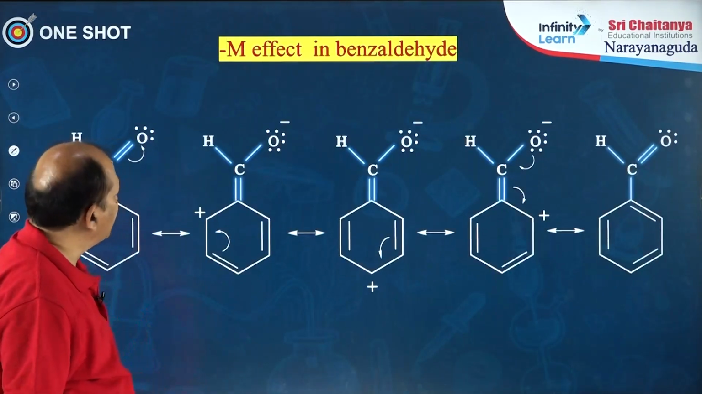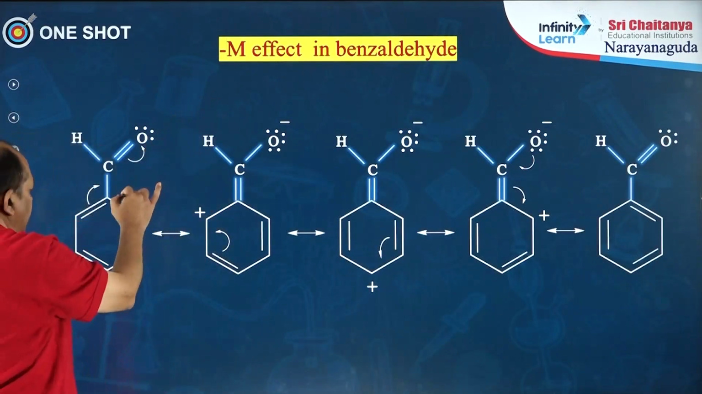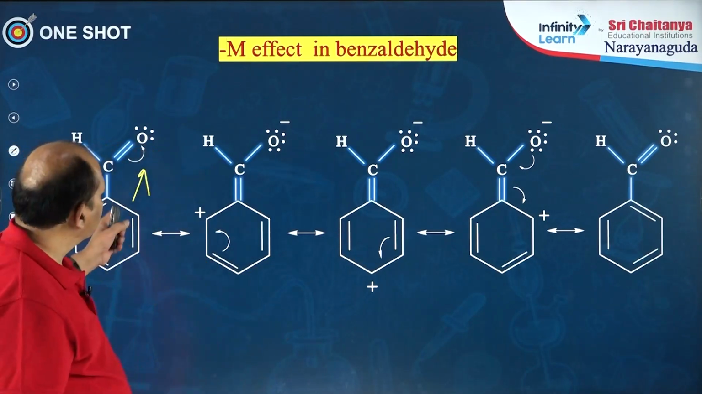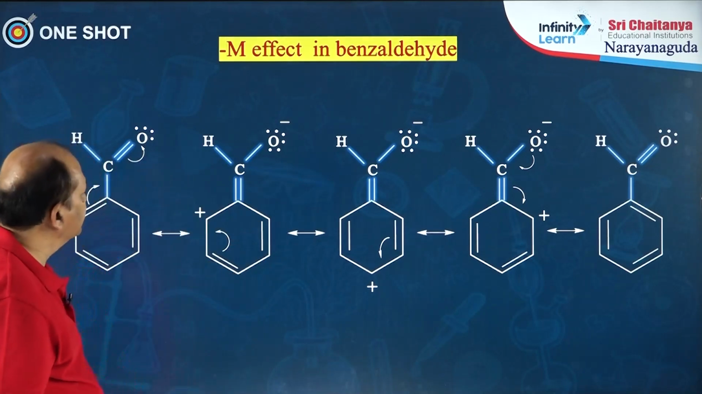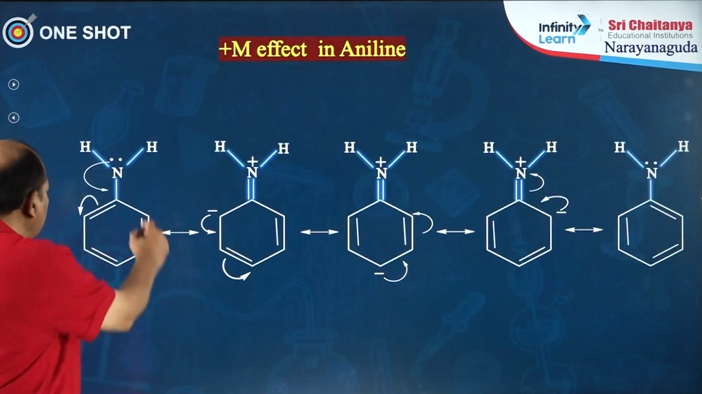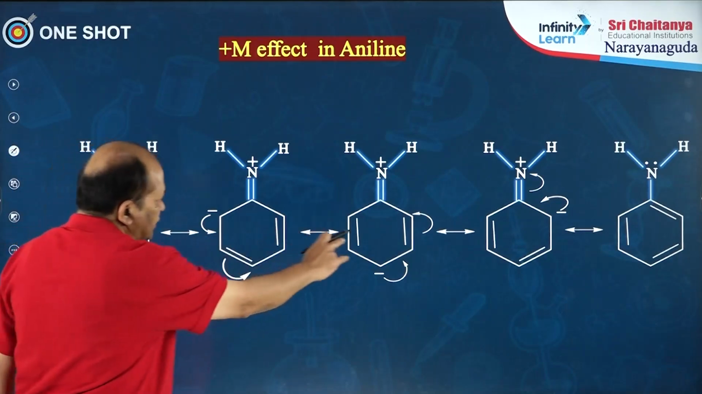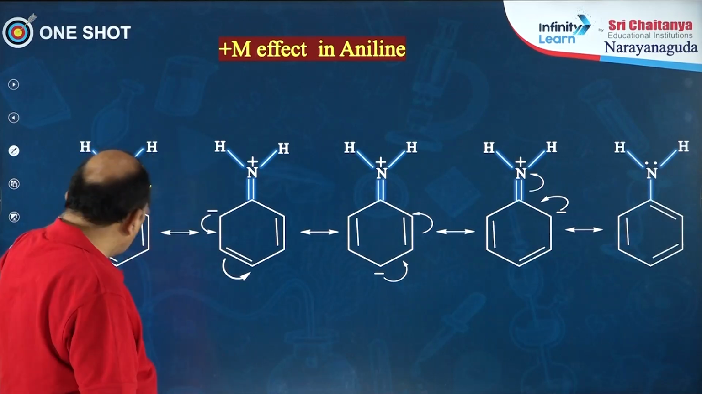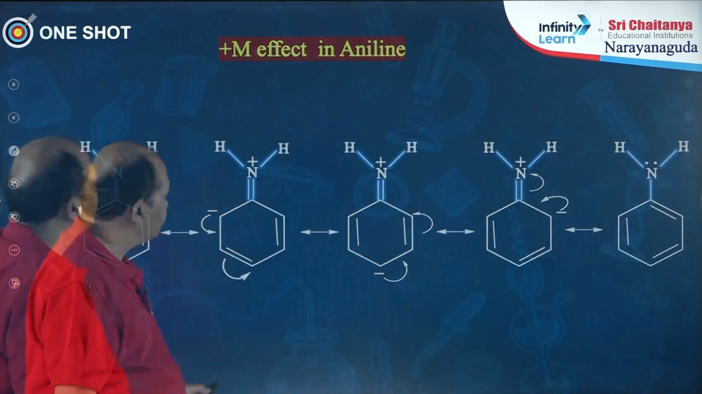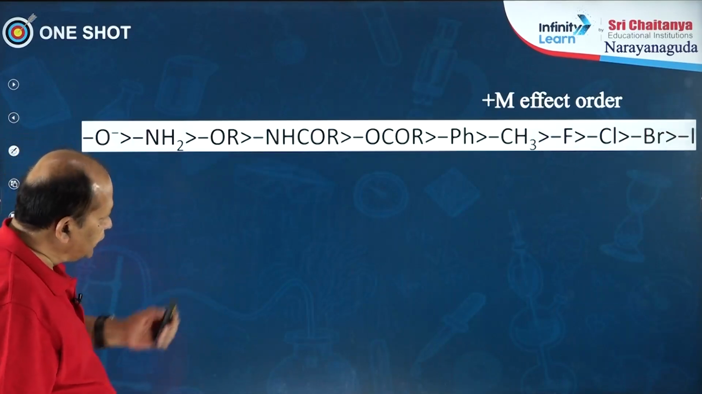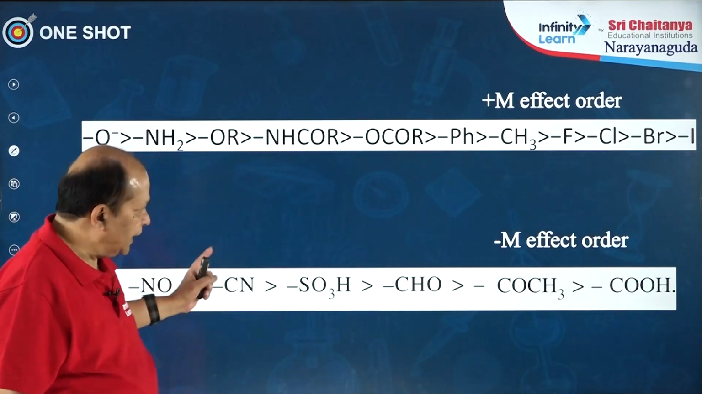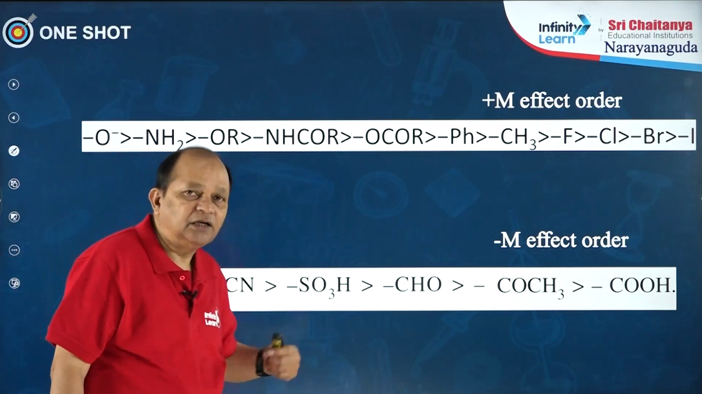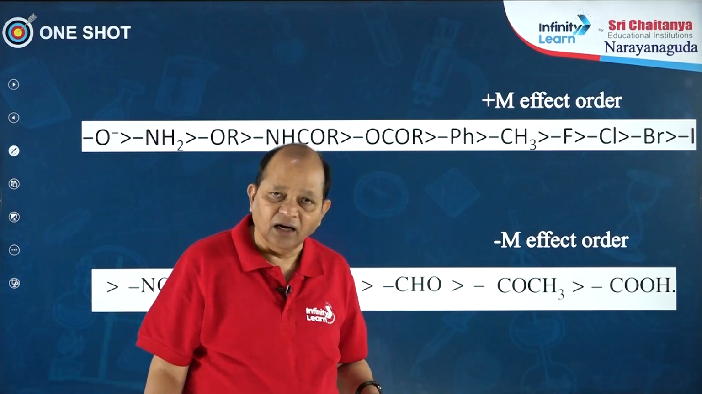Okay. You can also observe in aromatic systems, minus M effect in benzaldehyde, electrons are withdrawn, these are the resonant structures for the minus M effect in benzaldehyde, and we can also see the plus M effect in allene, electrons are given. So, these are the various resonance structures we can observe due to the plus M effect of the amino group in aniline. Now, here these are the different groups which exert plus M effect and minus M effect. These orders are very important in determining certain properties of the molecules like acidity or basicity.